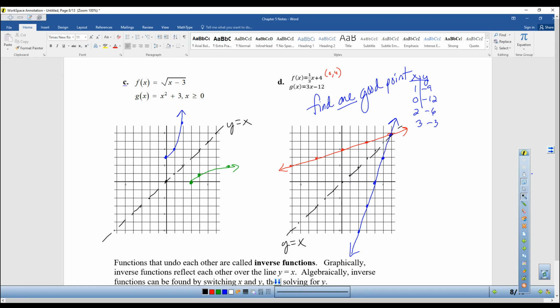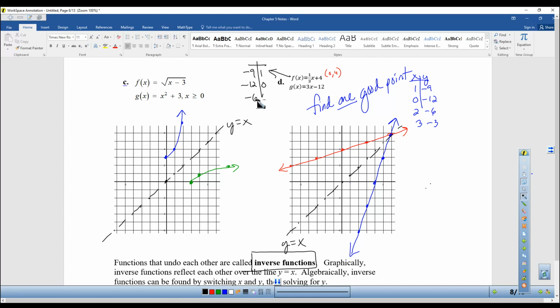So whenever two functions reflect each other over the line y is equal to x, we call them inverse functions. Algebraically, they can be found by switching x and y. So if I were to make a table of values for this one, it would be exactly the opposite of that one. -9 would give me 1, and -12 would give me 0. And sure enough, it does. 1/3 of -12 is -4, plus 4 is 0.